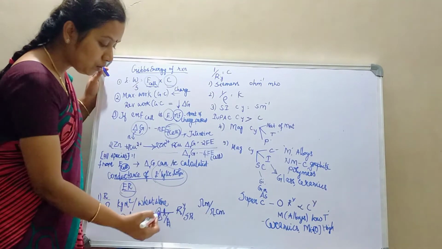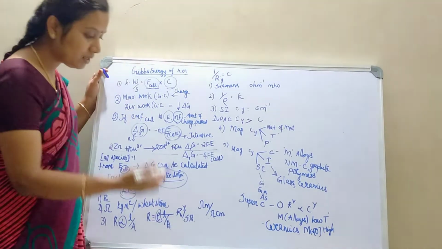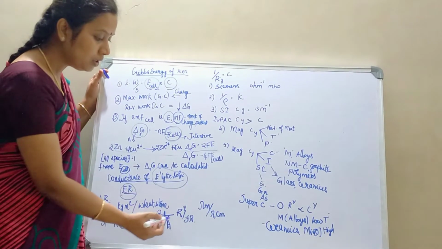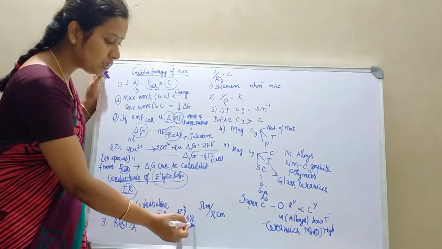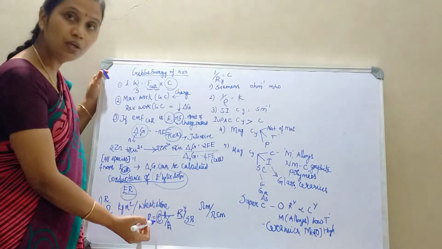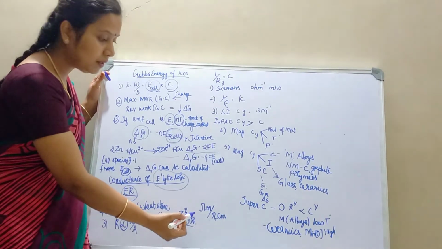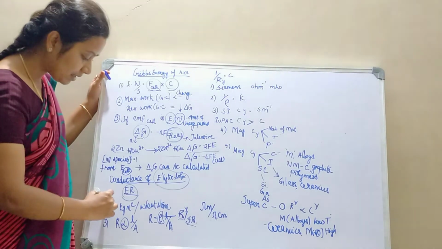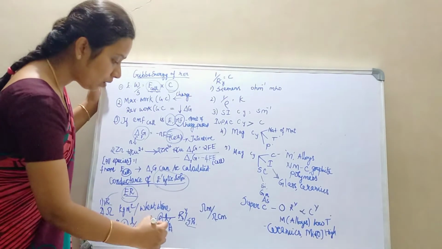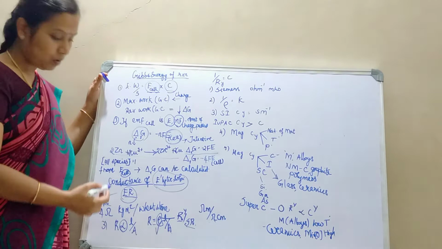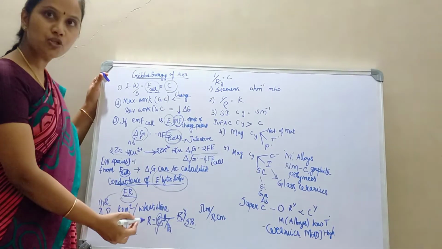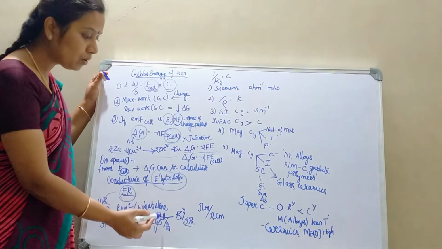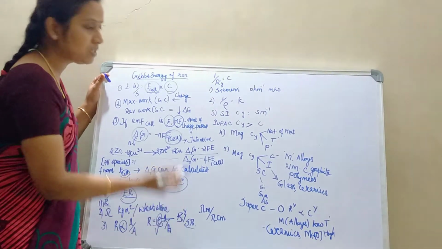Rho is denoted as resistivity or specific resistance. What is the unit of rho? The unit of rho will be ohm meter or ohm centimeter. So we know what is resistance and what is resistivity. Resistance is directly proportional to length and inversely proportional to cross section. Rho is nothing but resistivity or specific resistance.